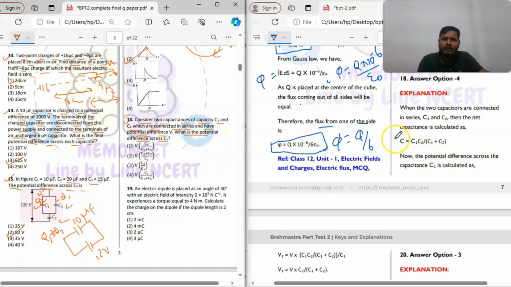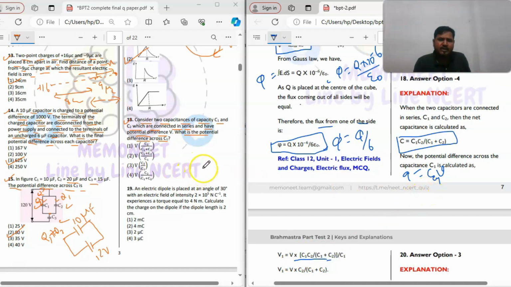So first we have to find the equivalent capacitance. We know that Q is equal to CV. So the charge is C equivalent into V, and C equivalent is C1 C2 by C1 plus C2. So Q is V into C1 C2 by C1 plus C2. This is our Q.